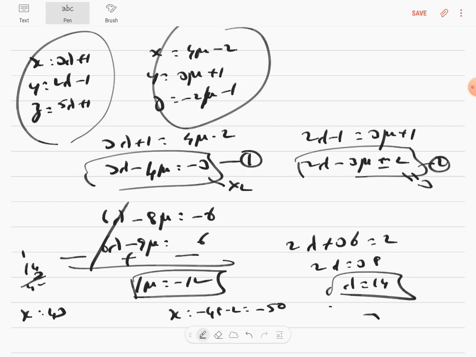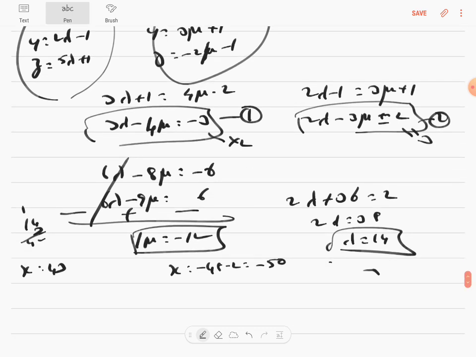So you just find out the value of lambda and mu and then substitute and see if you're getting the same point of intersection. If you don't, then obviously you don't get the same point of intersection. It means that they're not intersecting.